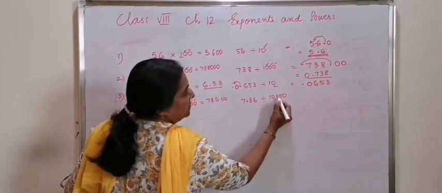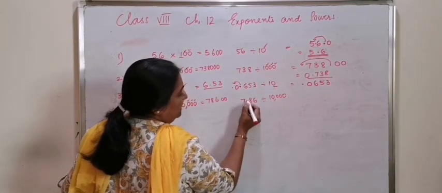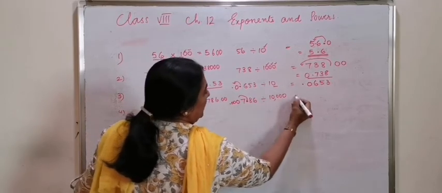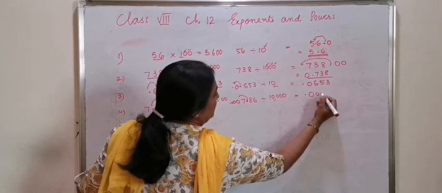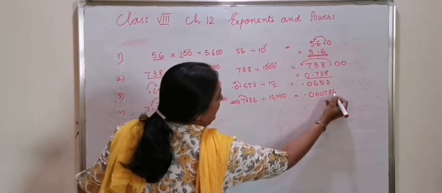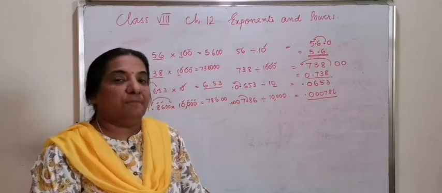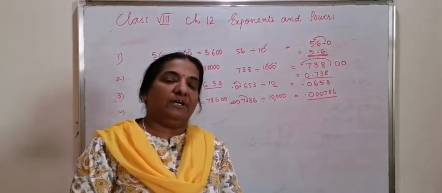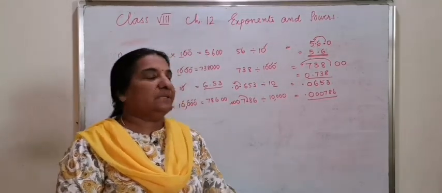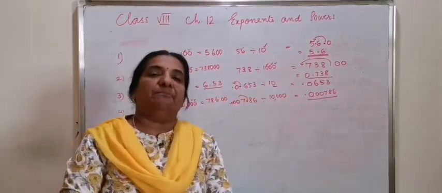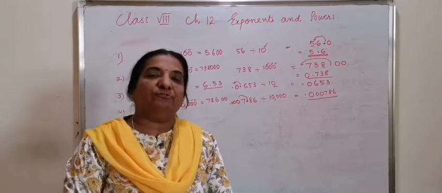7.86. 1, 2, 3, 4, or it will be 0.000786. So this was the method of multiplying any number, whole number or decimal, with the multiples of 10, as well as how to divide any number by the multiples of 10.